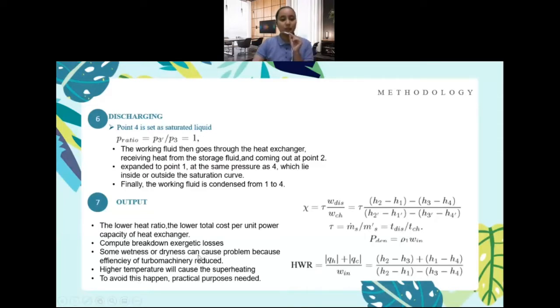Some wetness or dryness can cause problems because the efficiency of turbomachinery reduces. Higher temperature will cause superheating. To avoid all of this happening, we need practical measures, so that means we can change the ratio. Because the lower the heat ratio, the lower the total cost per unit power capacity.